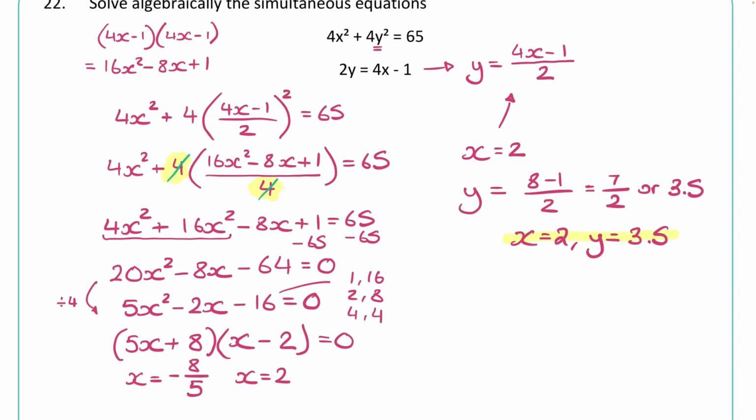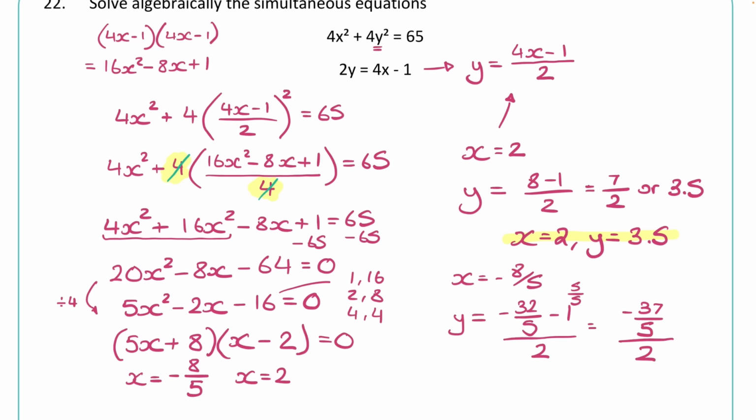And then for our next set of values, we need to substitute x is equal to negative 8 over 5 into that. So when x is equal to negative 8 over 5, if you prefer working with decimals, you could actually convert that to a decimal now. I'm going to leave it as it is and just see what happens. So 4 lots of 8 over 5, or 4 times 8 is 32, so that's minus 32 over 5, minus 1 all over 2. So 1, of course, is 5 over 5. So minus 32 over 5 minus 5 over 5 is minus 37 over 5, and that's all over 2.